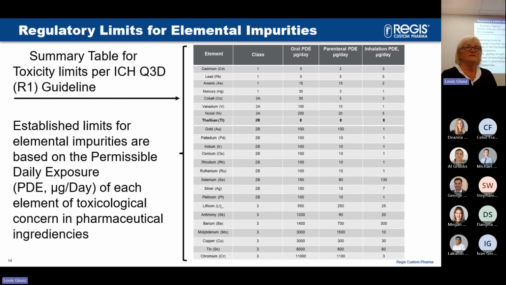In this slide, I have a summary table that I directly copied from the ICH Q3D guideline. As you can see, there are a total of 24 different elements that we are interested in, and we know that those elements can have a toxicological effect on the human body. As I mentioned before, we classify those elements into different groups. Class one contains the most toxic elements, and class three are the least toxic elements.